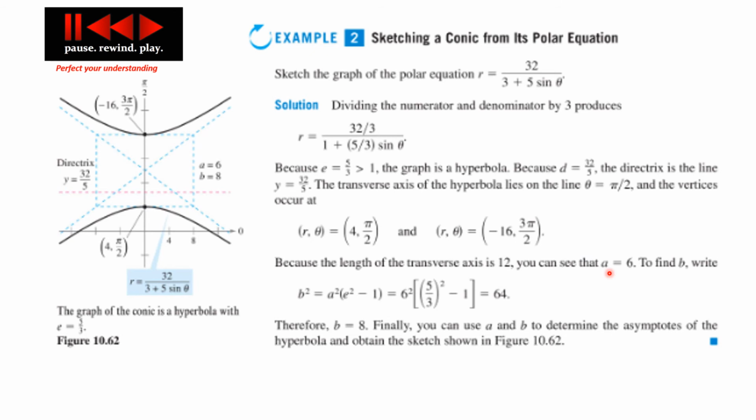And so A is 6. And to find B, we use the equation that we just derived, B squared equals A squared times E squared minus 1. We plug it in and we get 64, and that means B squared is 64. That means B is 8. And so we can graph this nicely using these points.